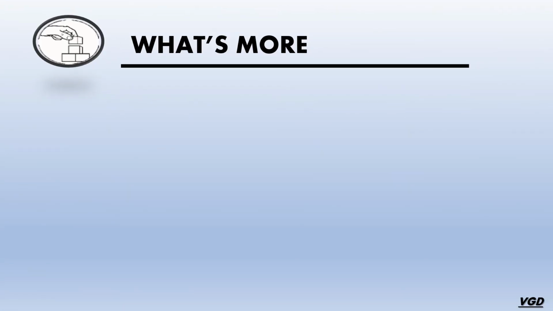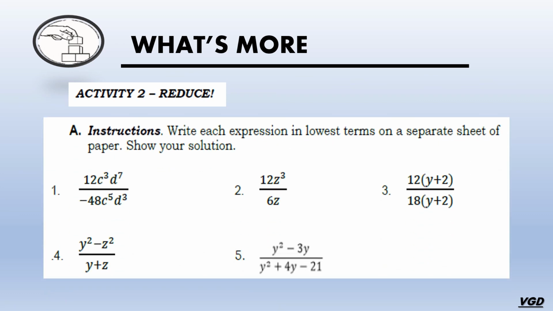Now, let's check your understanding. What's more? Activity 2. You have to reduce. Instructions: write each expression in lowest terms on a separate sheet of paper and show your solution. For number 1, we have 12c cubed d to the power of 7 over negative 48c to the power of 5 times d cubed. Number 2, we have 12 times z cubed over 6z.